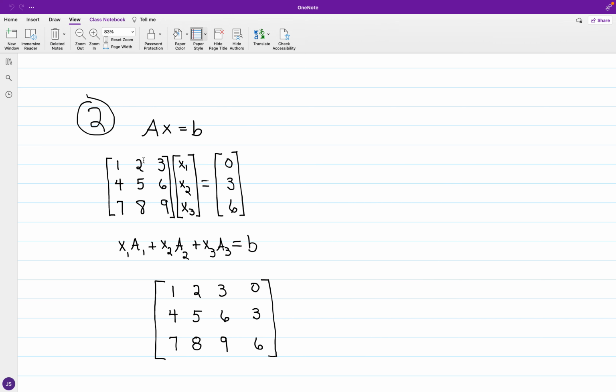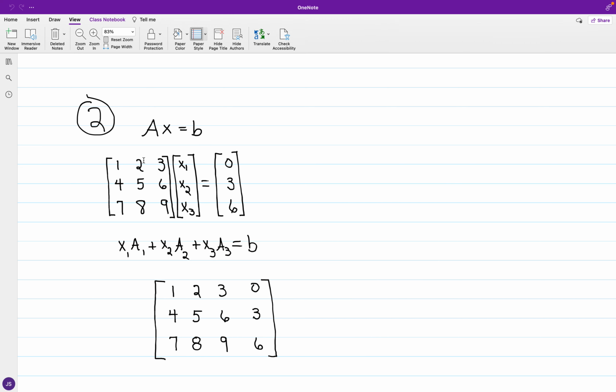We're going to take 4 times the first row and 7 times the first row from, again, the second and the third rows. So with the operations, R2 (4, 5, 6) changes over to 0, -3, -6, and 3. R3 changes over to 0, -6, -12, and 6.